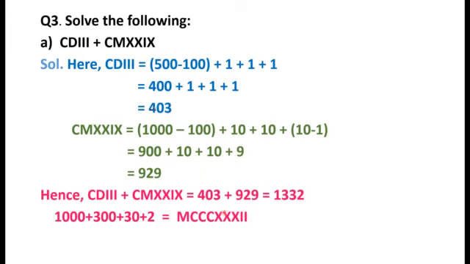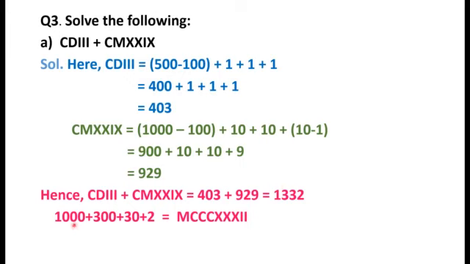Okay, when we add 403 plus 929, we will get 1332. Okay, so again now we have to convert this into Roman numerals because our question is asked in Roman numerals. So we will expand this.